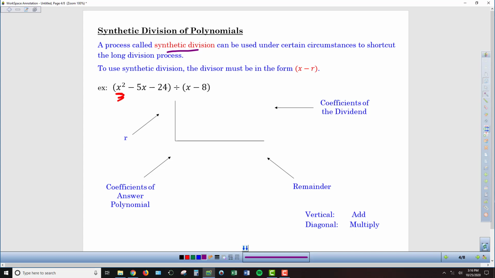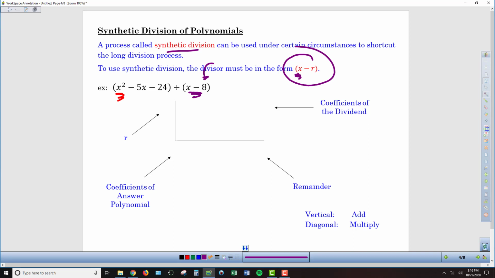of everything that we see. Now the first thing is the divisor, the x minus 8 that we see here, has to be in the form of x minus r. That means there can't be a coefficient in front of the x. It doesn't necessarily have to be subtraction, but it needs to be x and then plus or minus some number. But the default is x minus r. So in the example we see here, since it's x minus 8, the value of r would be 8.